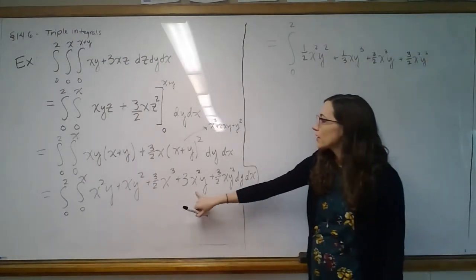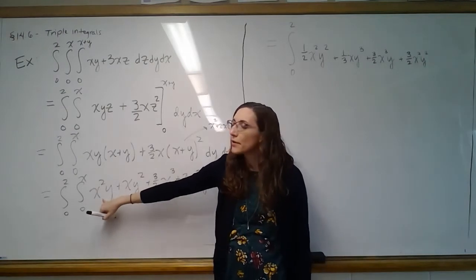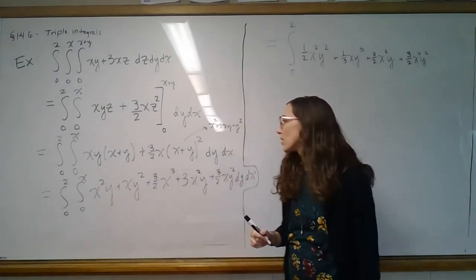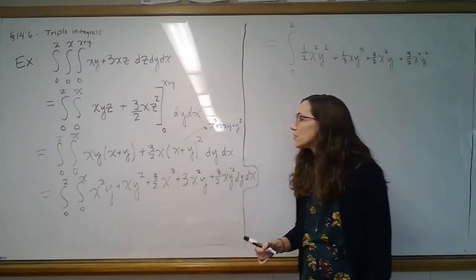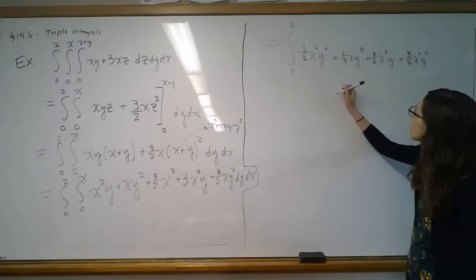If we had been clever, we could have combined these in the first place. Notice we have x squared y multiple times in here. We also have x y squared multiple times in here. So I'll combine them after this before we plug in.